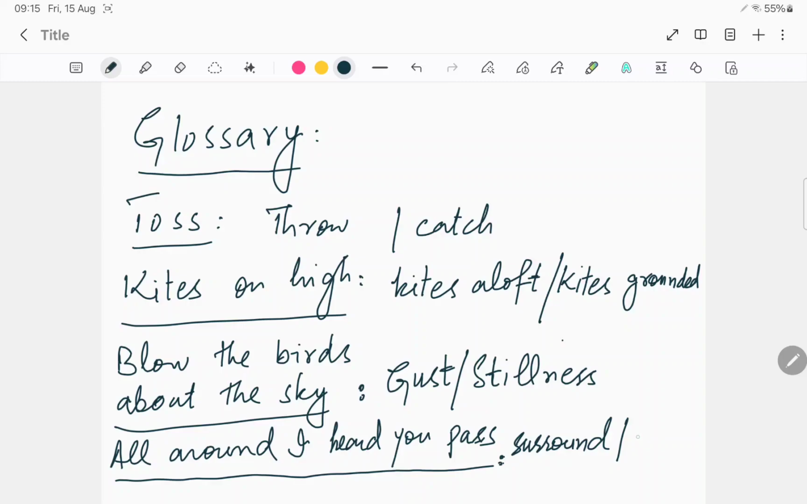And what word can be used as an antonym or opposite meaning? Well, we may use the word isolate. That means to keep somebody alone. So how can we use this phrase in a sentence? All around I heard you pass through the tall trees. So that is how we can use this phrase in a sentence.